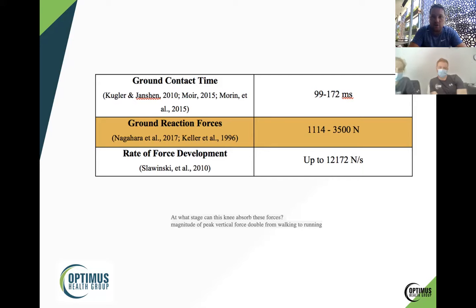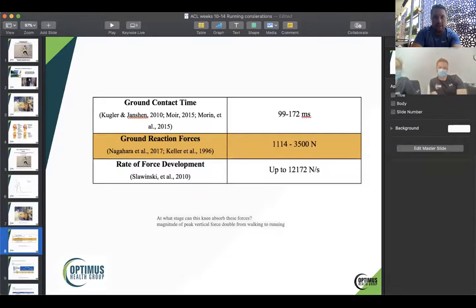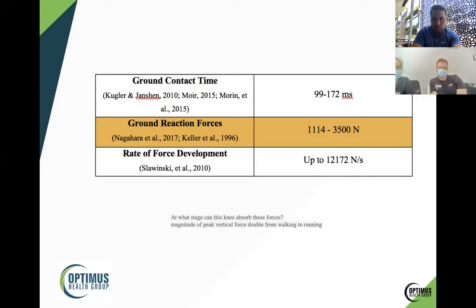Let's go into specifics. The specifics of running: the ground contact time of jogging varies between 99 and 172 milliseconds. That's just based on these 3 studies and averages through an average population. A sprinter might be much faster. But for us, generally, what we're looking for is that ground contact time is really, really short.